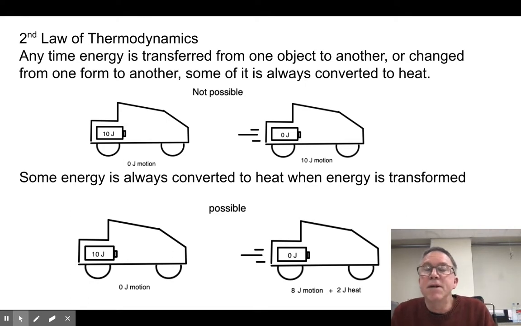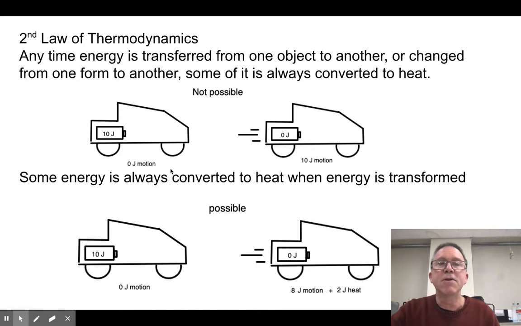So the second law of thermodynamics tells us this: anytime energy changes form, from light to heat, from electricity to sound, or is transferred from one object to another, from the sun to the earth, from a battery to a car, some of it is always, always, always converted to heat energy. And heat energy is just the random motion of atoms. So you cannot have 100% transfer of energy from one form to another without generating some heat in the process.